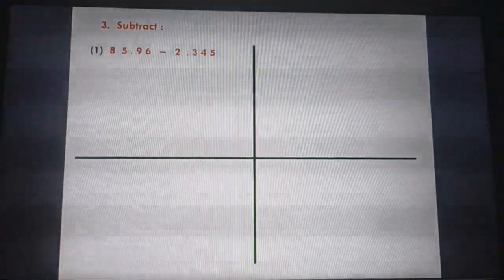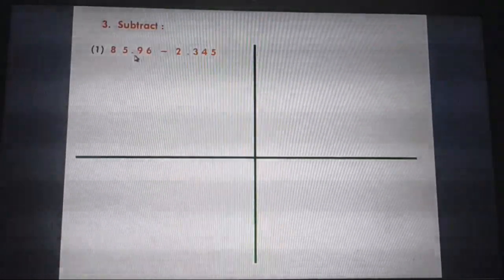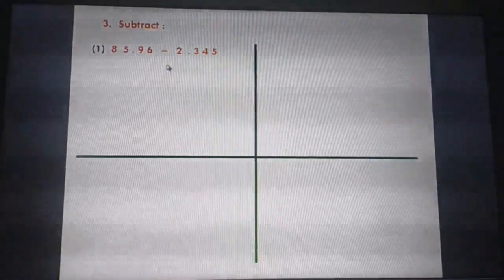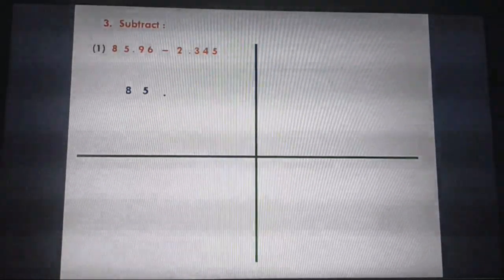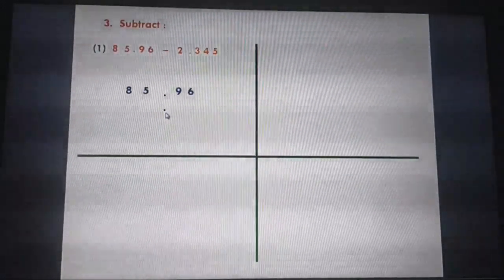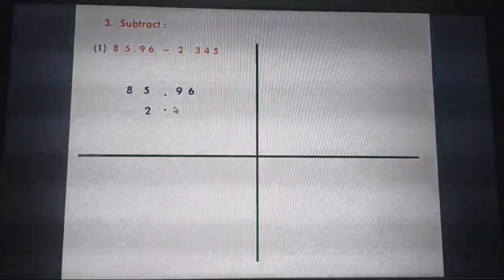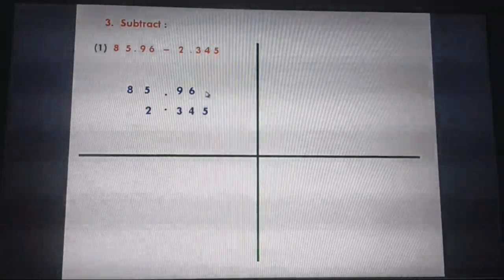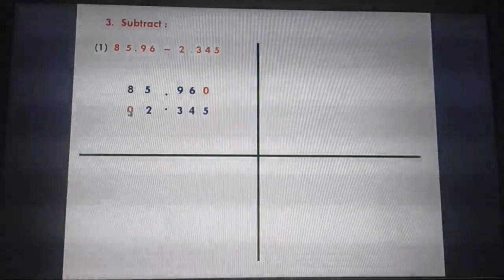Now question number 3 we will start. That is what? Subtraction now. 85.96 minus 2.345. So same rule like addition. Very first I will write 85.96. Then I will put this decimal just below of this decimal. Then I will write 2 over here and then decimal numbers towards its right side. Now see here, no number means I will put a 0. Again here no number means I will put 0.